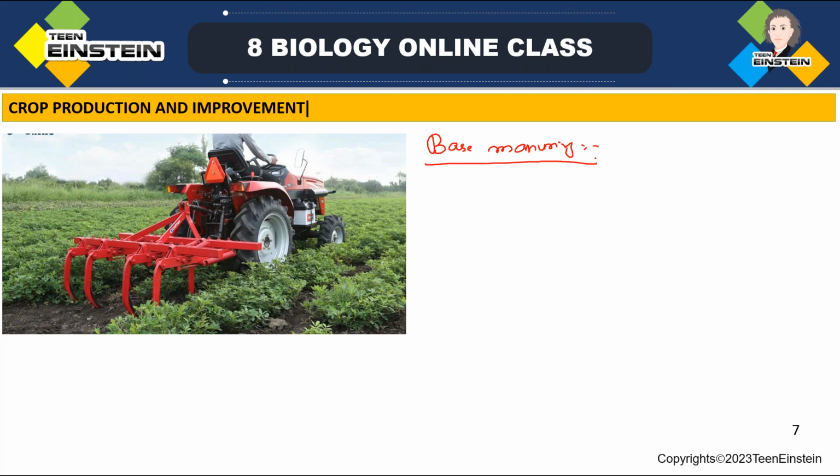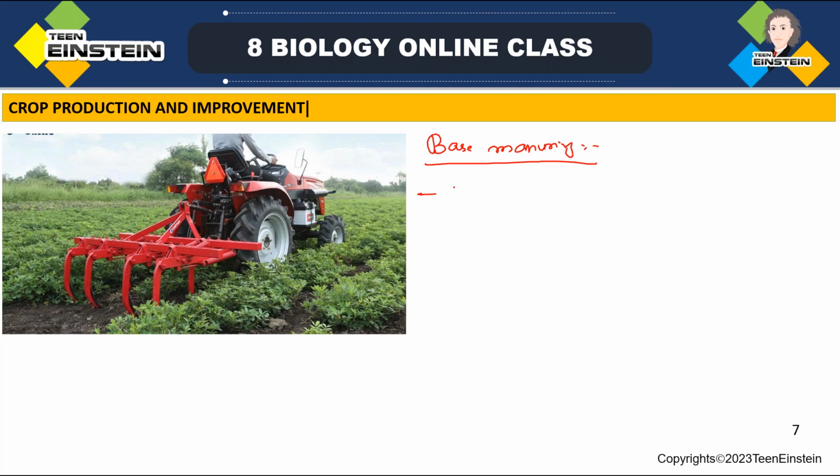A very little manure we need to add before sowing, because whatever nutrients were present in the soil were absorbed by the previous crop season. Almost all plants might have absorbed close to 70 to 80% of the soil nutrients, right? For the next plant we need to give the basic manuring first before sowing. That gives the nutrients for germination.